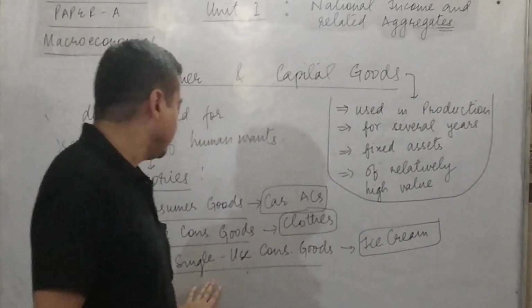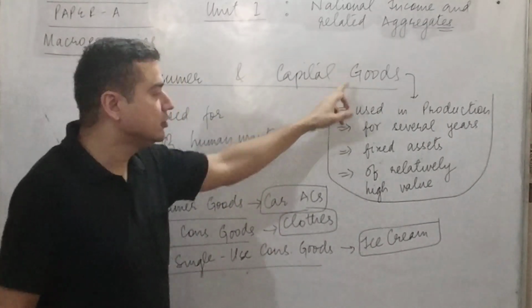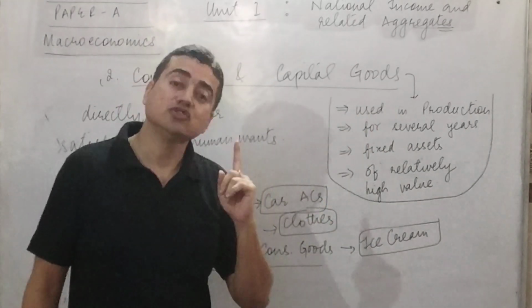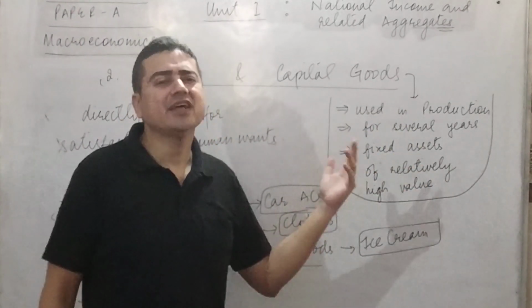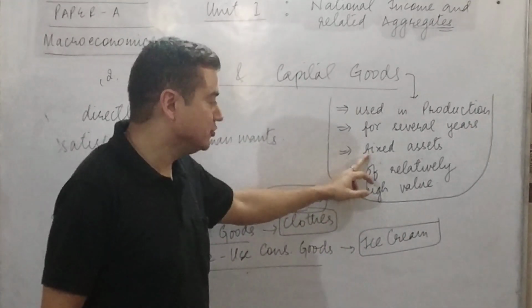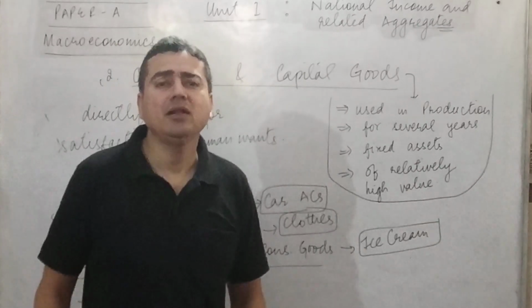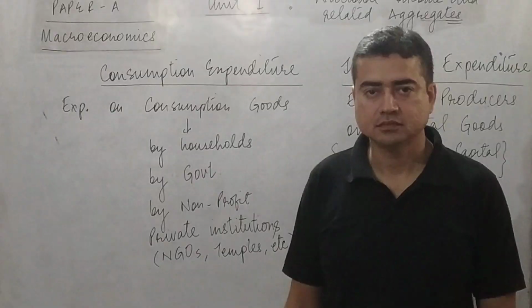Now, from consumer goods, we would move on to capital goods. What are capital goods? Capital goods are those goods which are used in the process of production and that too for several years. These are actually fixed assets of the producers and are of relatively higher value. For example, plant and machinery, land and building and so on.